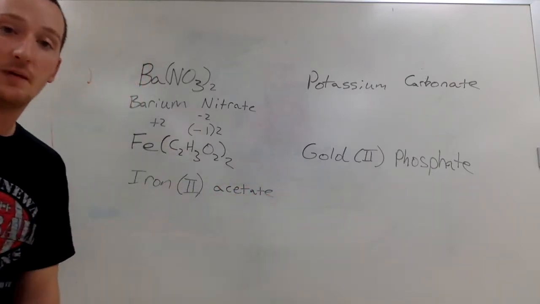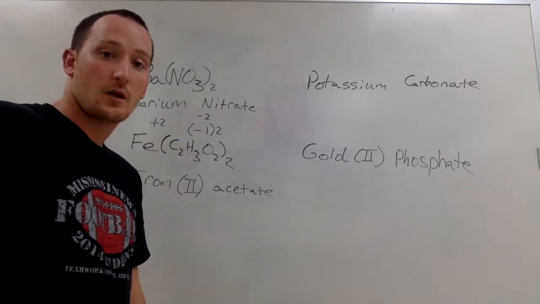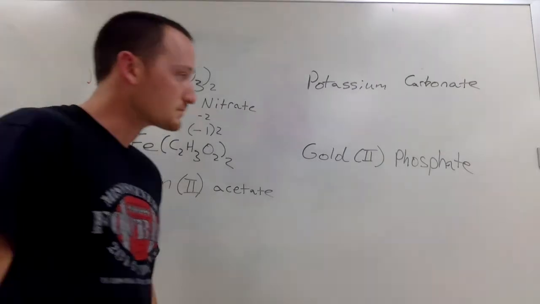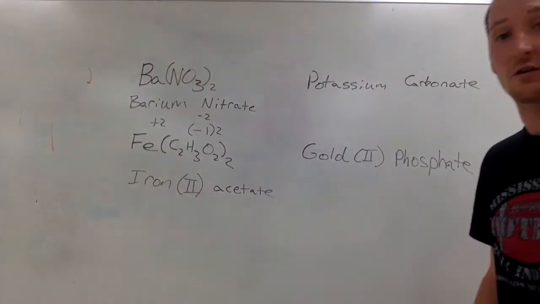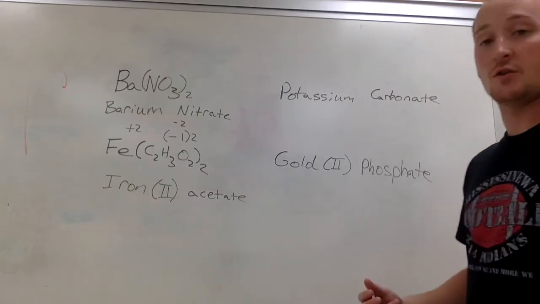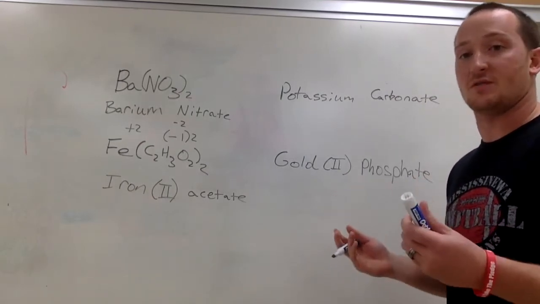So that's how you name these ionic compounds that contain polyatomic ions. Now let's look at writing the formula. Writing the formula is actually fairly easy. All that you have to do is you start by just writing what's given to you.